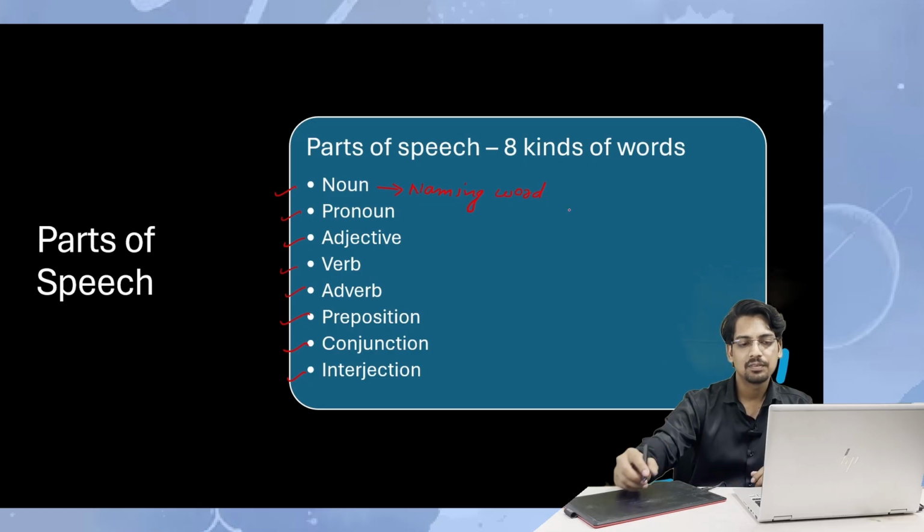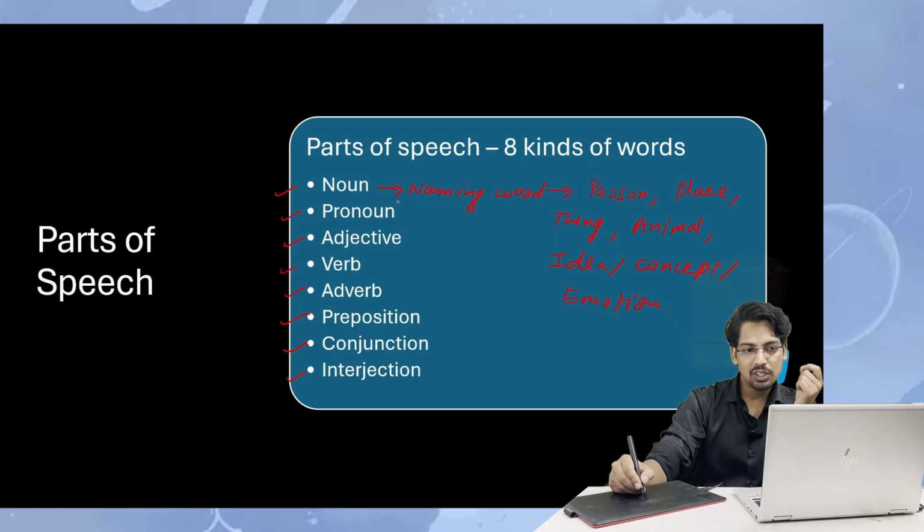Naming word for what? It's a name for a person, place, thing, animal, any idea, concept, or emotion. And do you know what a pronoun is? What kind of word is this?